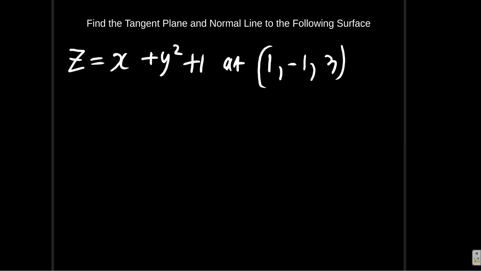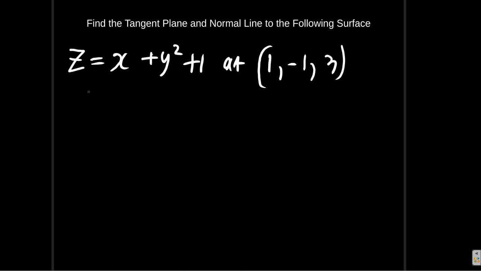We're going to find the tangent plane and the normal line to the following surface. It is z equals x plus y squared plus 1 at 1, negative 3. No, at 1, negative 1, 3. I'm asking you to pause the video and work it out. Okay, so you've done that.